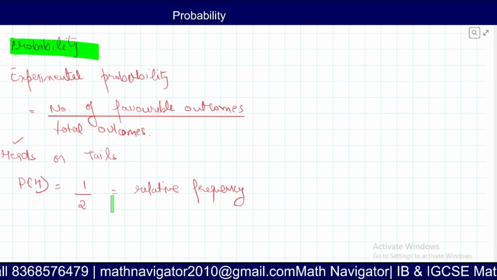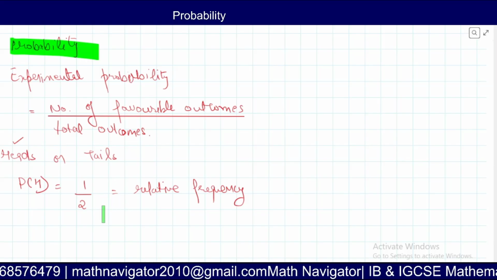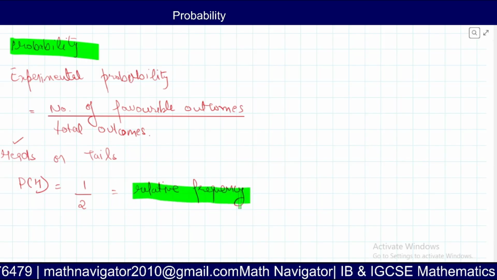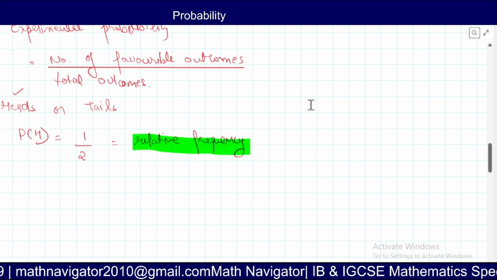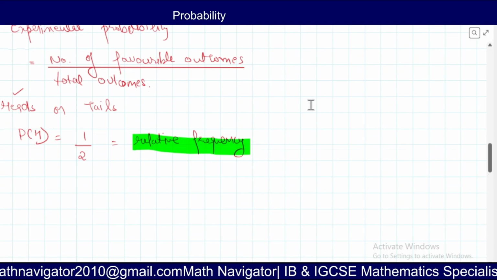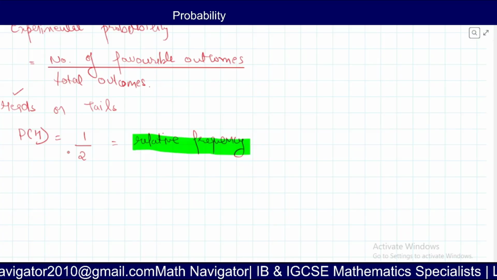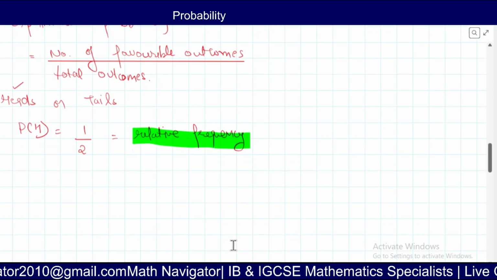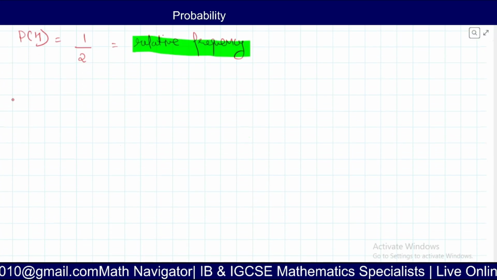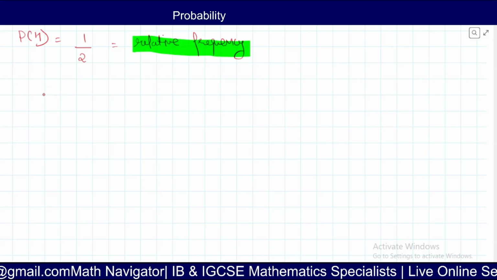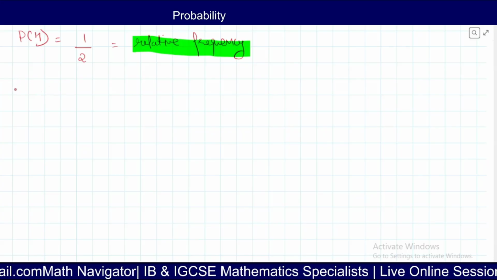This and probability mean the same thing. Probability is nothing but chance, which is relative frequency. Then another important thing is how do we find the probability? What are the tools with me?